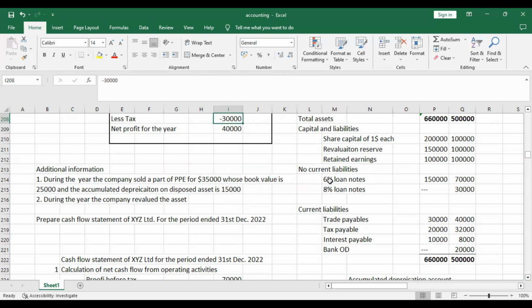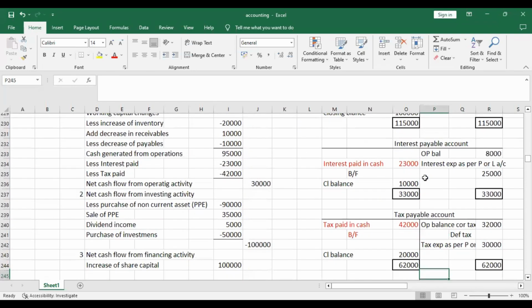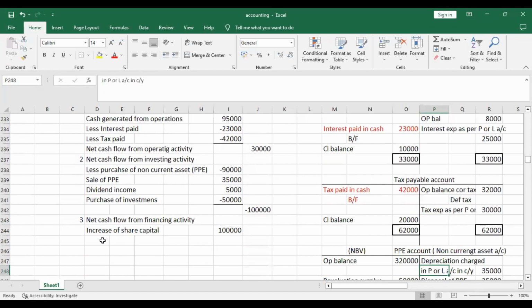non-current liabilities. What happened? 6% loan notes, 70,000 has become 1,50,000. That means there is an increase of 6% loan notes. At the same time, 30,000 of 8% loan notes are not there in the current year. So that indicates very clearly they might have paid the 8% loan notes by taking the 6% loan notes. Possibilities are there. So they acquired additional 6% loan notes for how much amount? What is the difference? 70,000 becomes 1,50,000, means 80,000 they acquired additional loan notes. Okay, they issued additional loan notes.